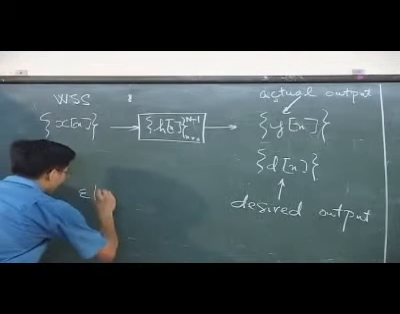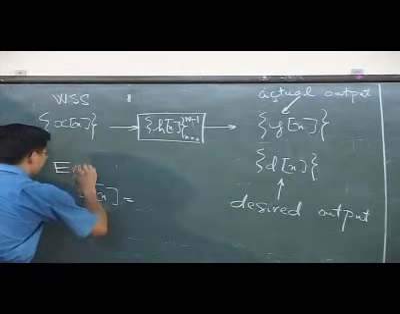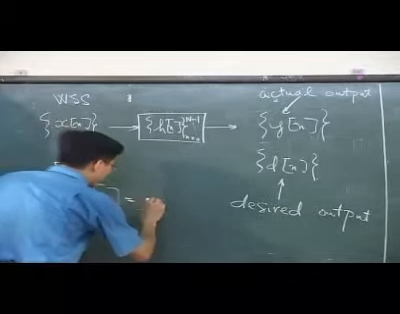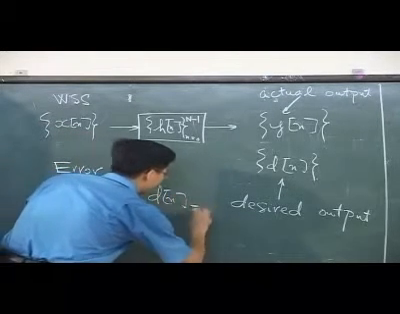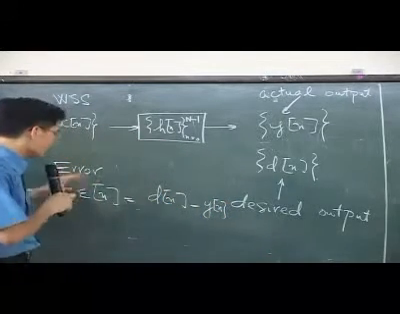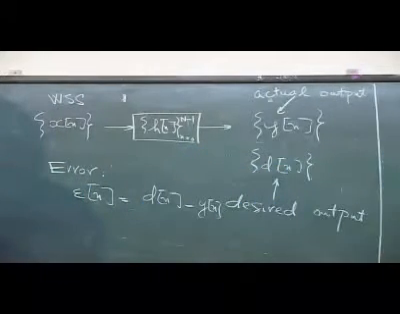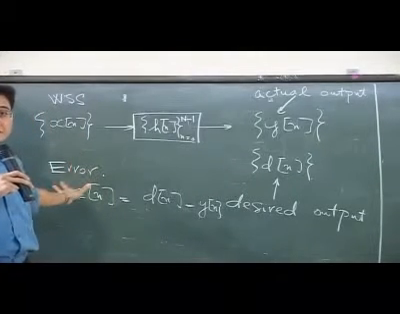Epsilon of n is equal to the error, which is d of n minus y of n. So I have an error, and I want to minimize this error.